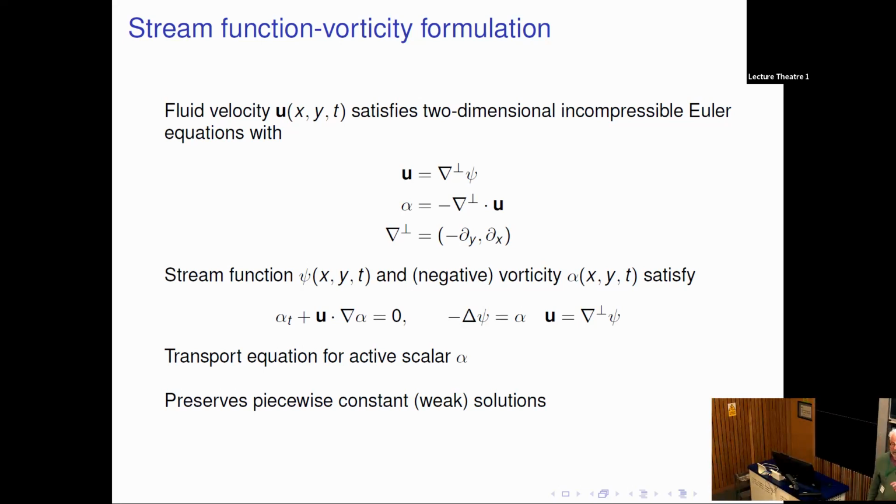Now, since you have a transport equation, it's compatible with piecewise constant weak solutions. So you can look at solutions like the ones I did, with alpha plus remaining alpha plus above the discontinuity, and alpha minus remaining alpha minus below the discontinuity.